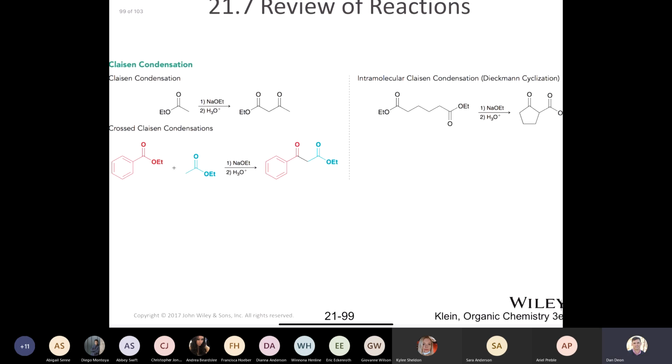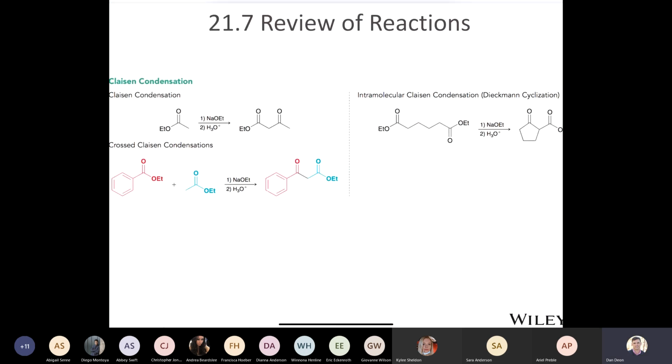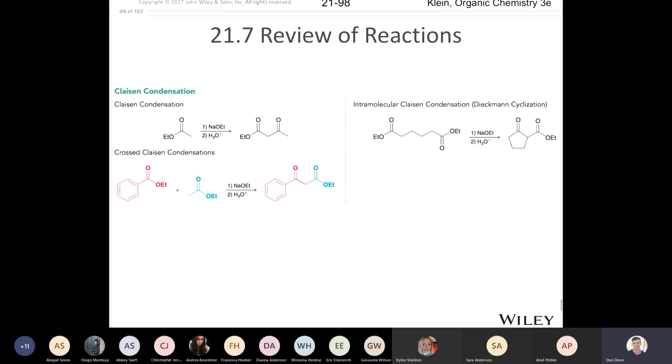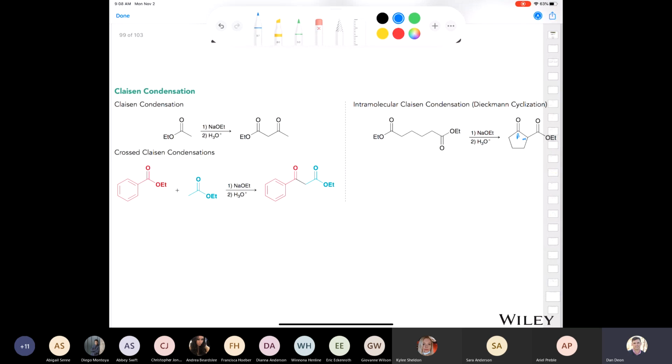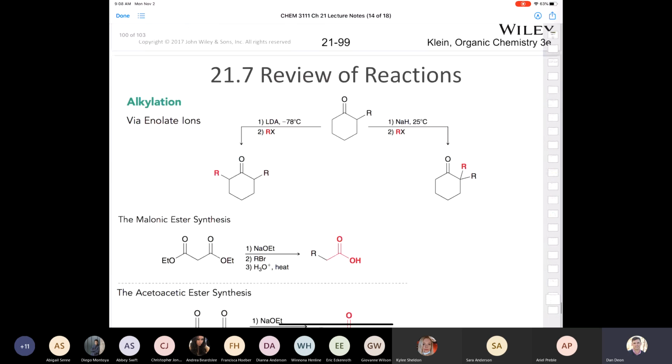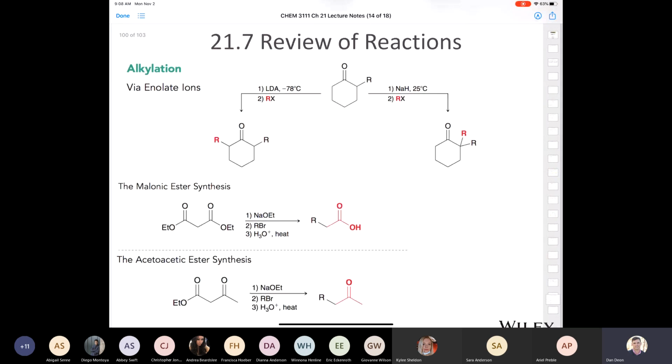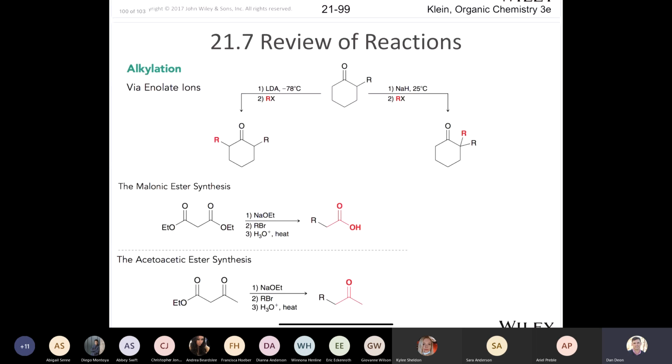The Claisen condensation and cross Claisen condensations to form beta ketoesters. And we looked at the Dieckmann cyclization, which is nothing more than an intramolecular Claisen reaction. You can even see here that you have alpha and it's a beta ketoester. Again, then we talked about alkylation. So we talked about thermodynamic enolates and kinetic enolates.